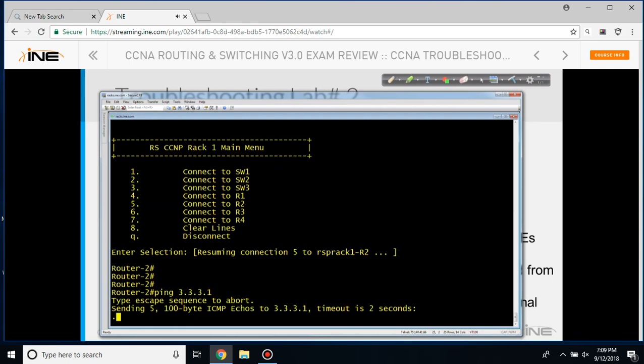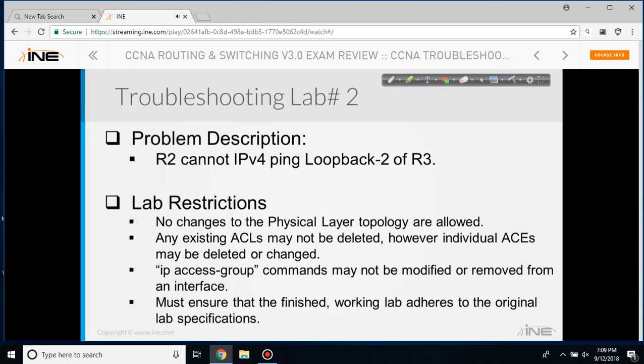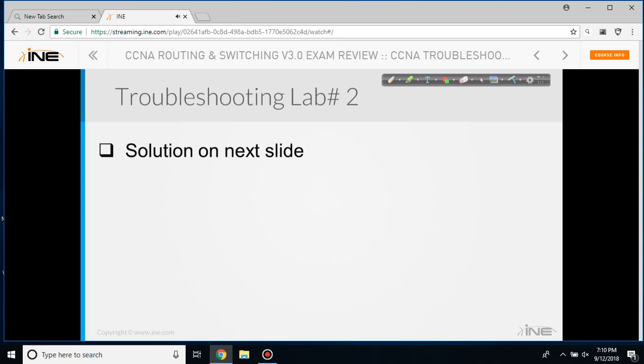And yes, we cannot ping it. Lab restrictions. All the lab restrictions here are the same as in troubleshooting lab number 1 in the event that you've already done that one. Otherwise, just pause the recording for a moment and read through these before proceeding to troubleshoot. Okay, so let's go through this and try to figure out the problem.